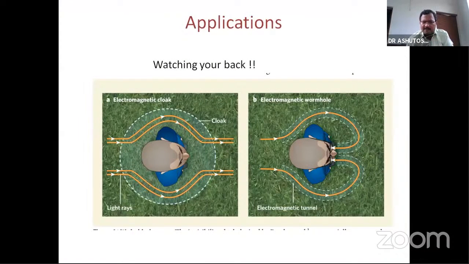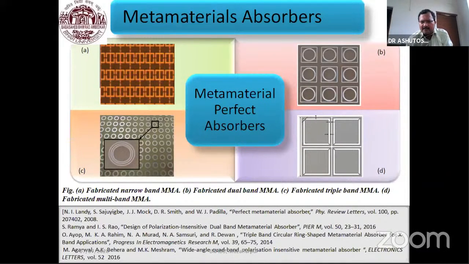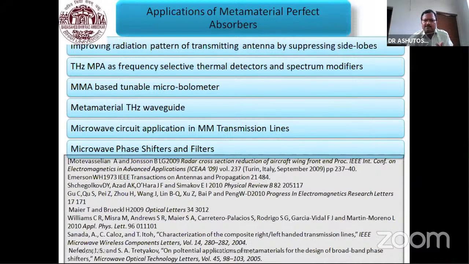Even if you are looking in front, you can see your back side also, or you can hide yourself, as in these two pictures. What little I have worked on in my research is the absorber kind of application. We have done many structures for absorber applications, and metamaterial absorbers give many uses: improving the radiation pattern of the antenna, suppressing its side lobes, terahertz metamaterial perfect absorbers as frequency selective thermal detectors and spectrum modifiers, and metamaterial absorber based tunable microbolometers.